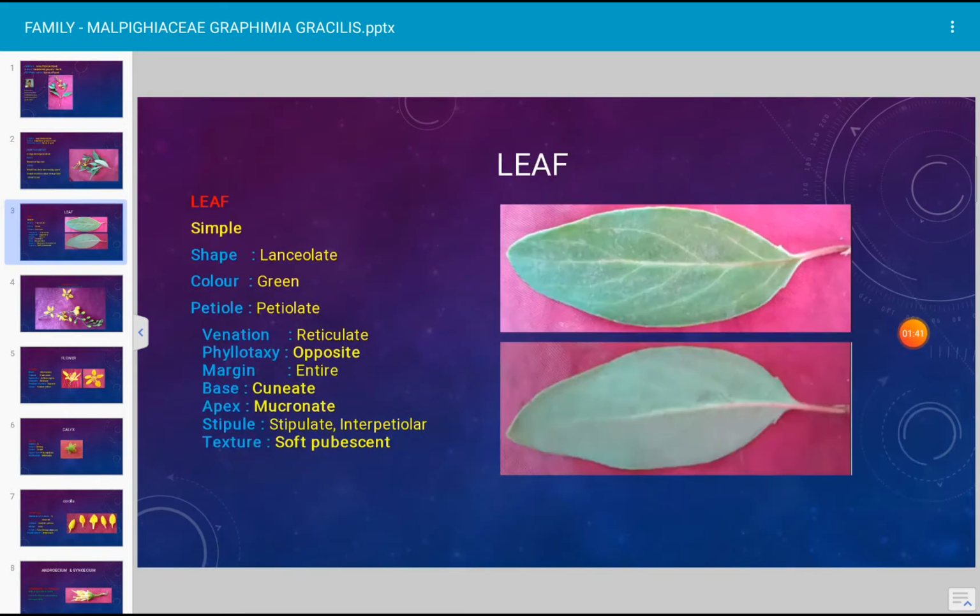Next slide. This is the leaf of Galphemia. The leaf is simple because it has only petiole and lamina. Petiole is stalk of the leaf. Lamina is broad region, green colored region, that is lamina of leaf. When the leaf is having only petiole and lamina, it is described as simple leaf in taxonomic language.